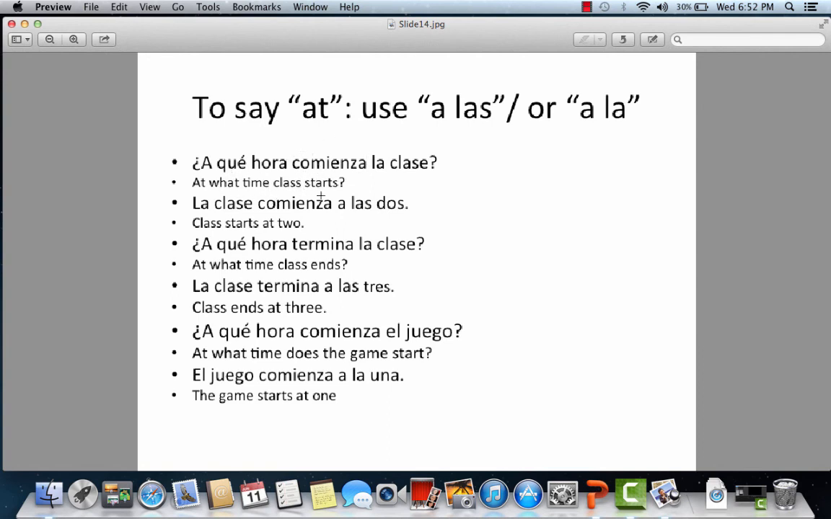Comienza, to start or to begin. I like comienza because it reminds me of the verb to commence, which also means to start or to begin. Termina, to finish or to end. I also like the verb termina because it reminds me of the verb to terminate. And when you terminate something, you end something. Therefore, it's easy to remember or to relate. And this is how you ask about when something starts and when something ends.